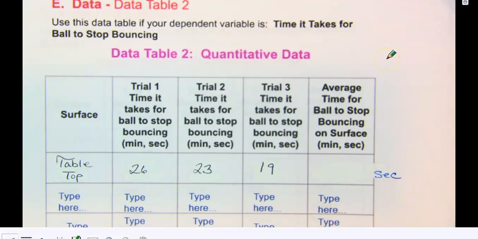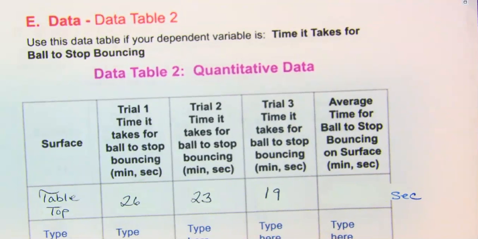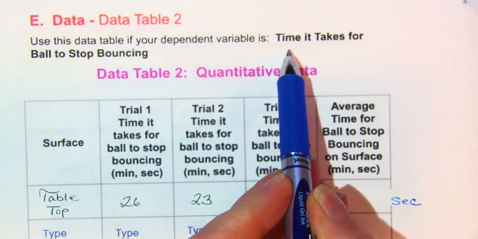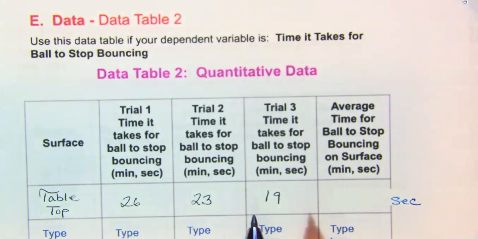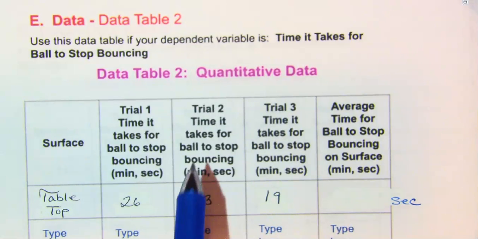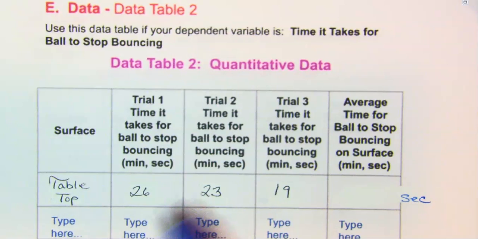All right, so everyone needs to complete the qualitative data table, but when it comes to the quantitative data tables, you're going to complete only one of the three. So if you used a stopwatch to keep track of how long you have to wait for the ball to stop bouncing on the surface, then you will fill out this data table as your second data table.